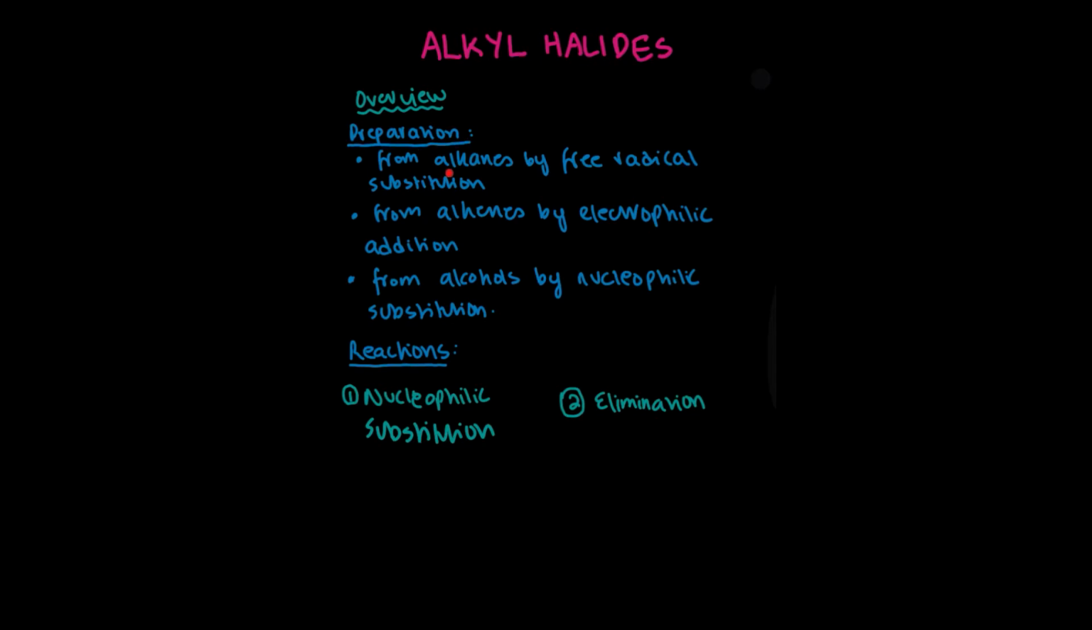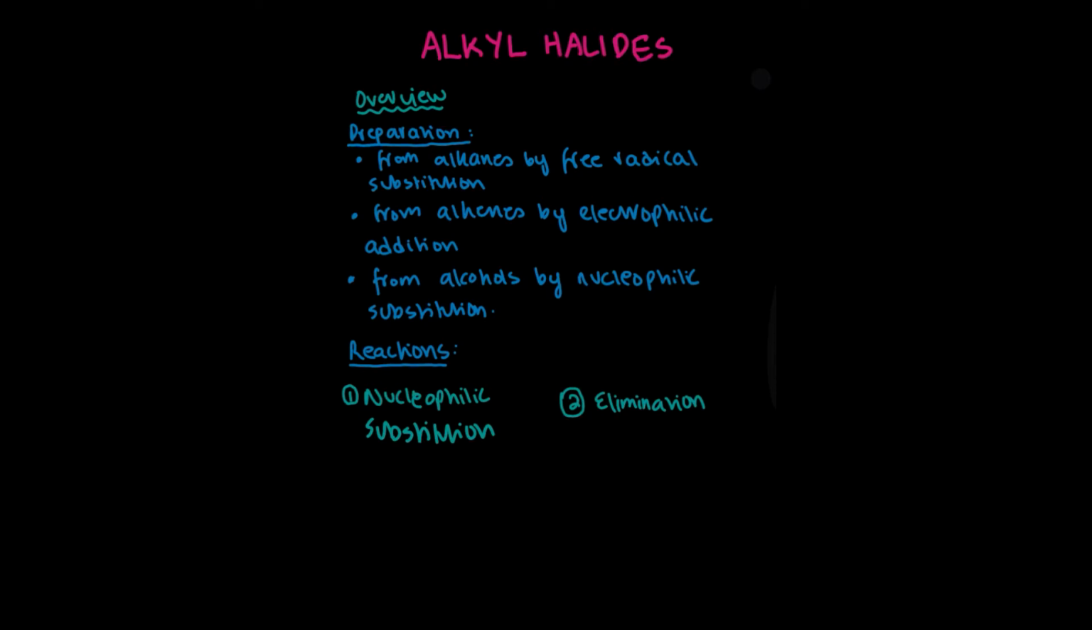The first one is from alkanes by using free radical substitution. The next one is from alkenes by electrophilic addition. And the third one is from alcohols by nucleophilic substitution. All of these have been covered in their respective chapters, so you can check out the videos for those if you're interested. The next main thing that we're going to be talking about is the reactions of alkyl halides.